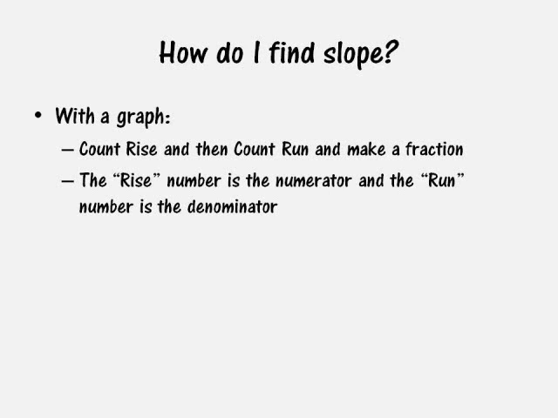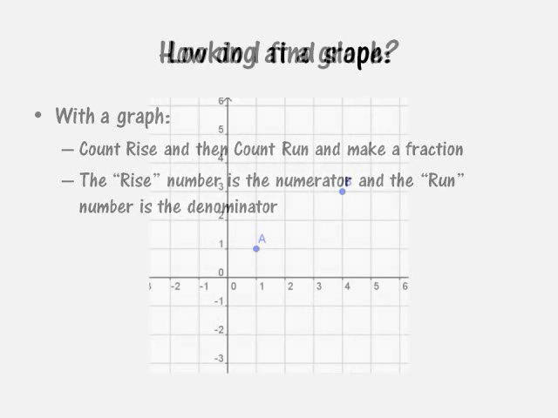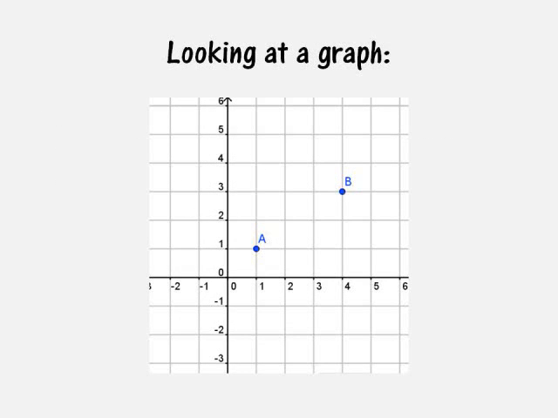The rise is how much the difference is between the 2 points vertically. So you'll count up or you'll count down. The run is how much difference there is between the 2 points horizontally, so to the left or to the right. The rise number is the numerator of your fraction, and then that run number is the denominator of your fraction. So now we're going to look at an example.